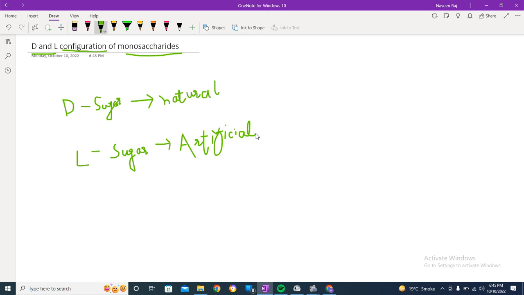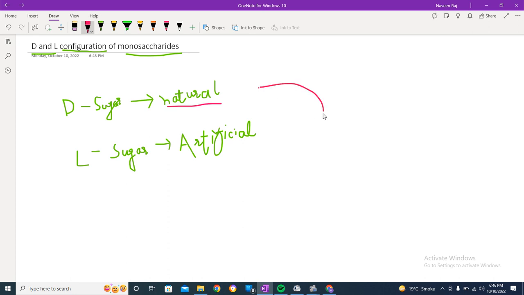Right. So, what's the difference between them? How is it natural and artificial? So we have learned D sugar. This is natural, and we did look into structures of all that. So that is the normal one. So the normal one is D sugar, that is natural, which we are studying.